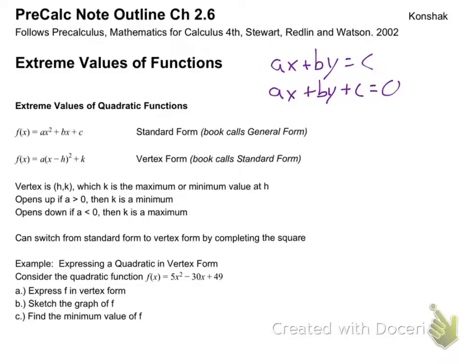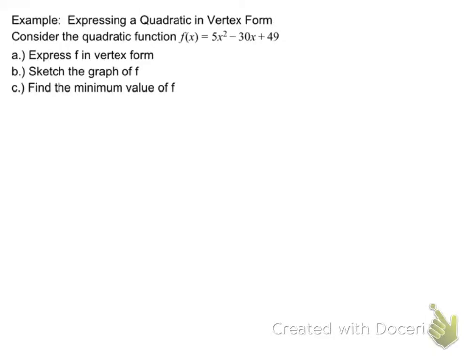Any questions? It's all a recap so far for the most part. So we have expressing a quadratic parabola in vertex form. The book would say standard form. Consider the following quadratic function, f of x equals 5x squared minus 30x plus 49. Part A says, I want you to put this into vertex form.